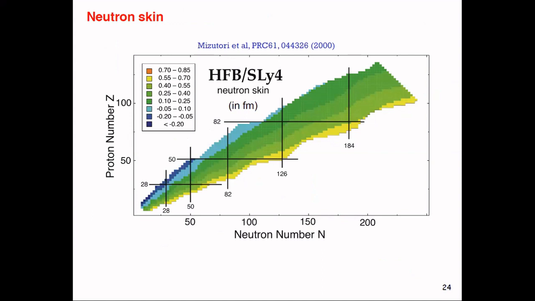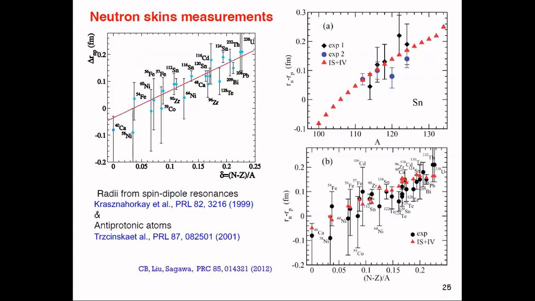And this is a slide I borrowed from Witek, from some talk that he gave. This person here has done calculations for neutron skins and shown here in this graph for a large quantity of nuclei, okay?